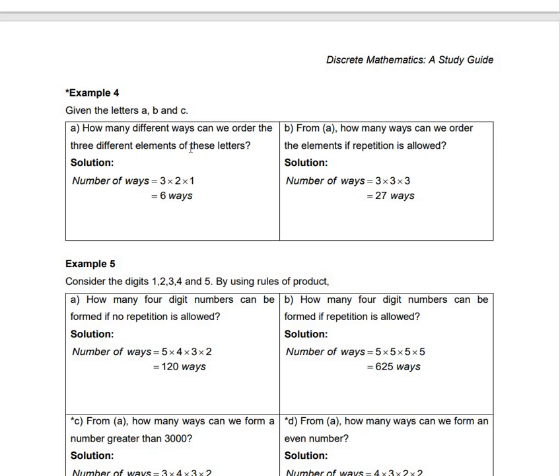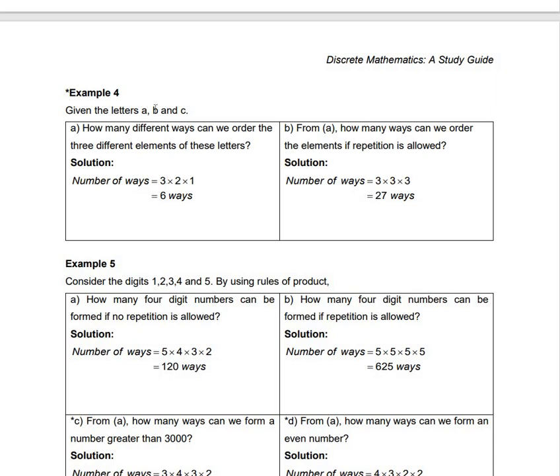kedudukan dia yang pertama. Lepas tu dia akan ada kedudukan yang kedua. Lepas tu dia akan ada kedudukan yang ketiga. So dia akan ada 3 tempat. 1, 2, 3. Okay, macam mana nak dapat 3, 2, 1? Mula-mula kita pilih dulu untuk kedudukan pertama.